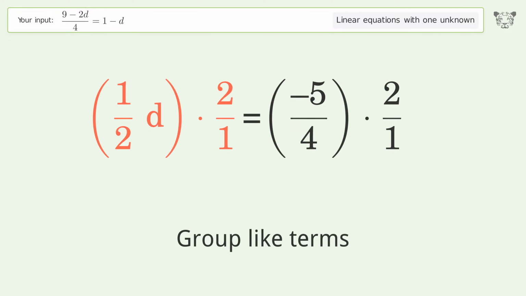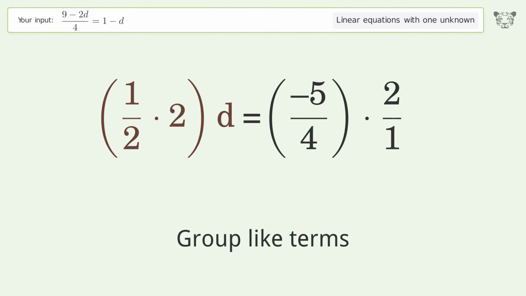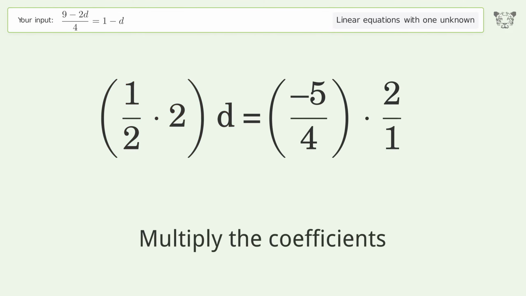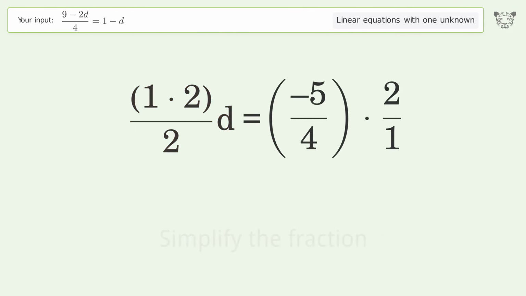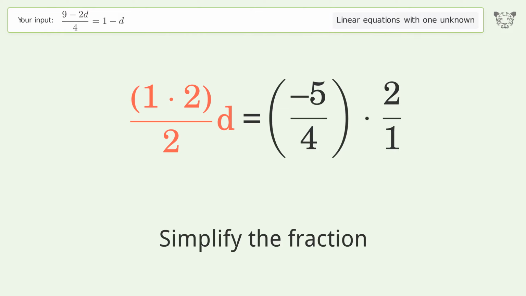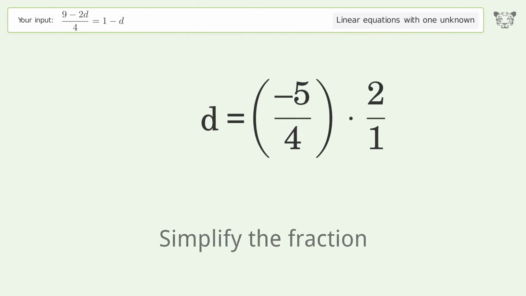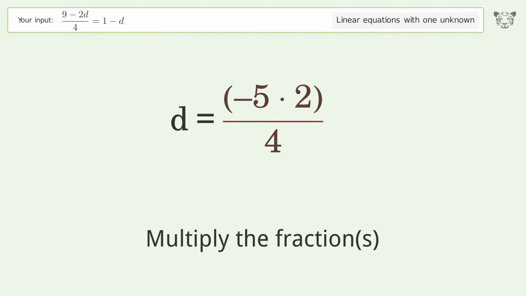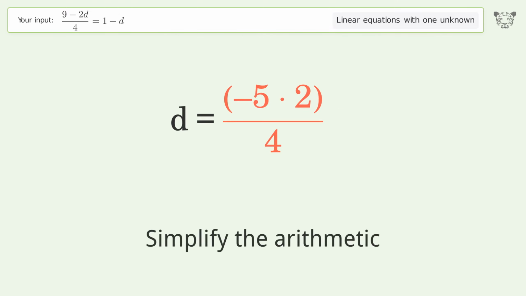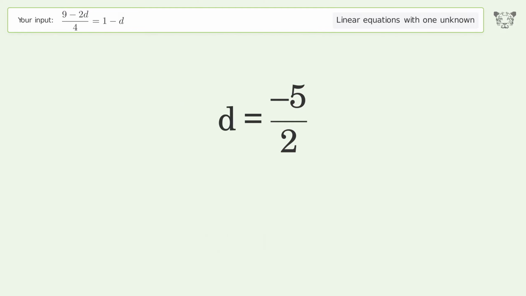Group like terms. Multiply the coefficients. Simplify the fraction. Multiply the fractions. Simplify the arithmetic. And so the final result is d equals -5/2.